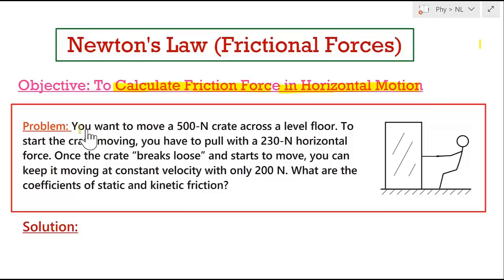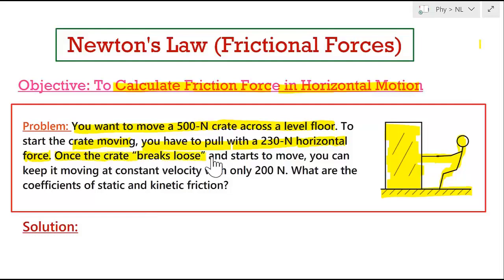So the problem says you want to move a 500 Newton crate across a level floor. So this is the crate that is given, and the weight of this crate is given. Basically this is 500 Newton, and this is the level floor on which you want to move this crate. To start the crate moving, you have to pull with a horizontal force of 230 Newton.